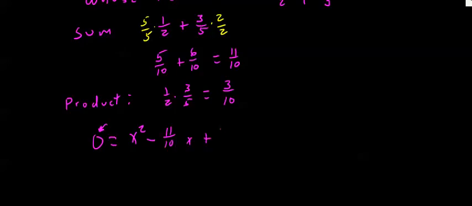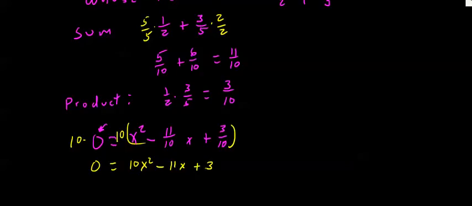plus the product, 3/10. And now we multiply both sides by the least common denominator to get rid of the fraction. Times 10. And we end up with 0 equals 10x squared minus 11x plus 3. And we have ourselves an equation.